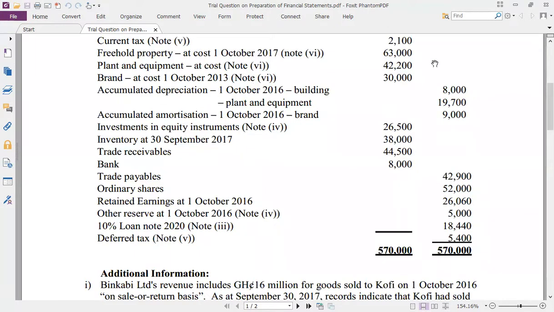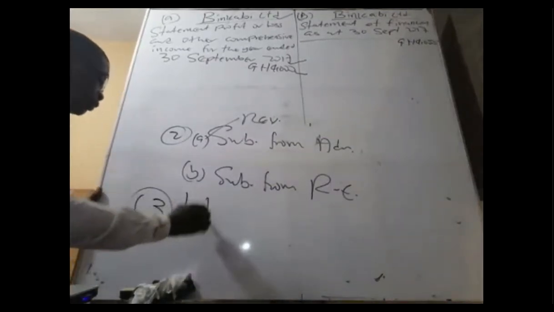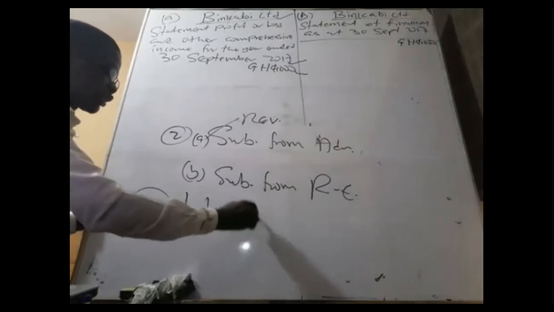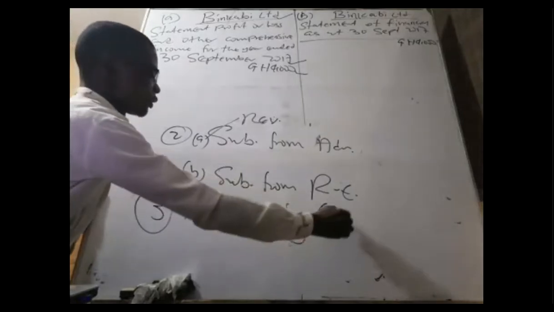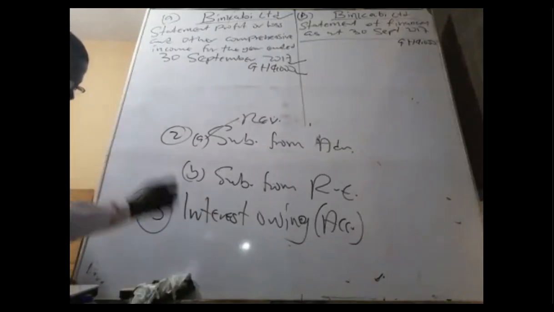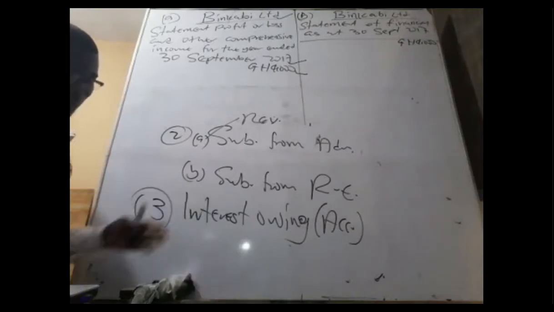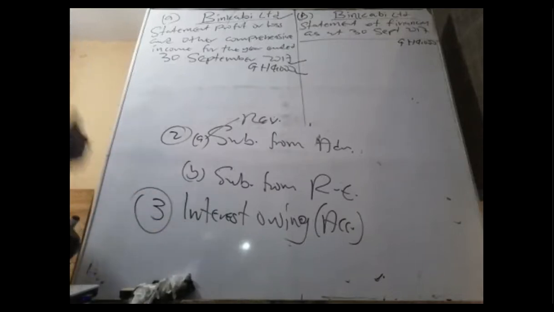So note three, that examiner is about interest owing. Interest owing, which is what? Into bracket accrual. The two entry. And I hope you've gone through the beginner video to take note about accruals and prepayment. Good. Even though I'll treat this one. So note three, basically about interest owing. So that means the other half needs to be what? Accounted for.